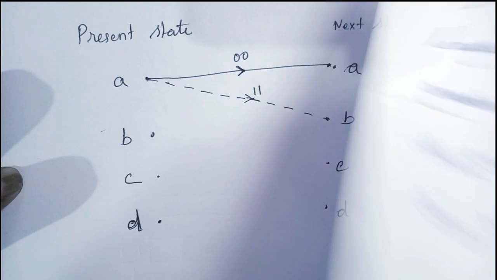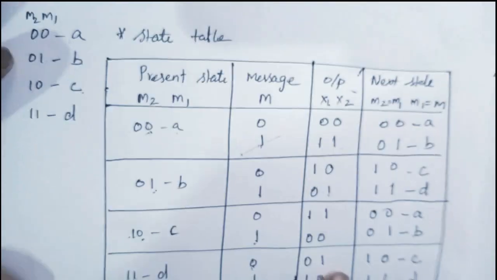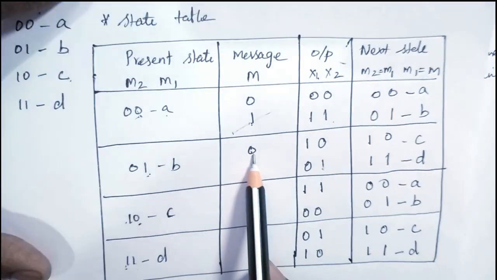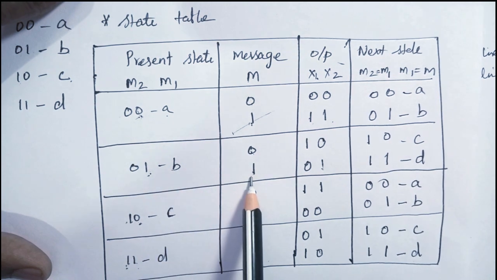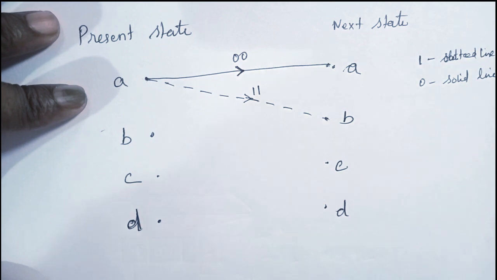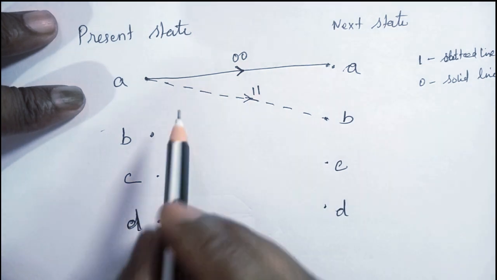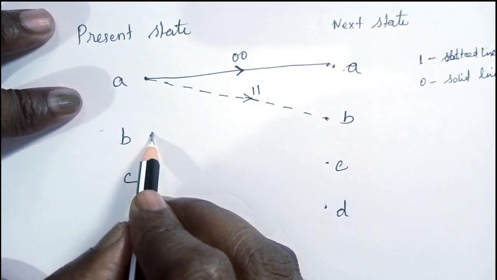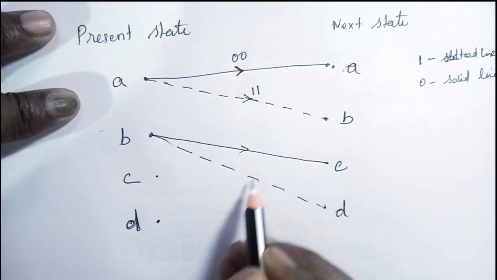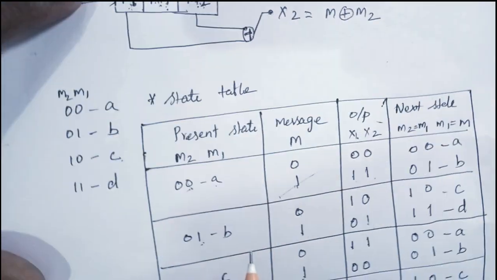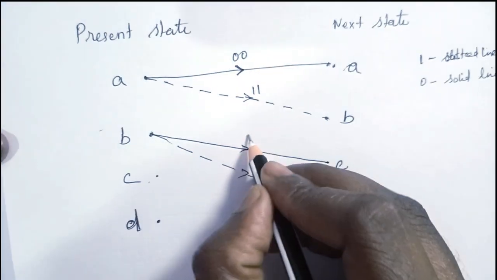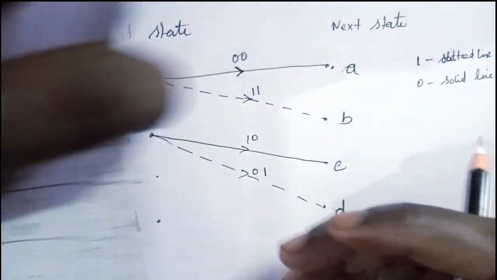Okay, now let's see the table. We have finished state A, so we go to state B. If the current state is B and the input bit is 0, it goes to C. If the current state is B and the input bit is 1, it goes to state D. 0 means a solid line, and 1 is a dotted line. The output for state B is 1 0 and 0 1.